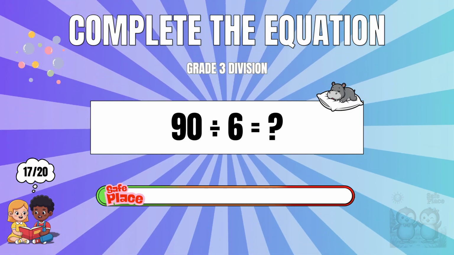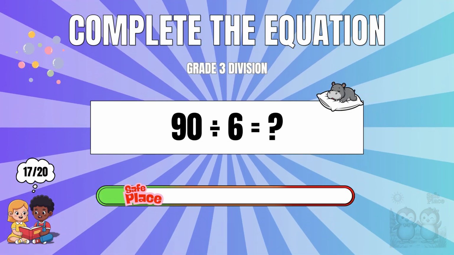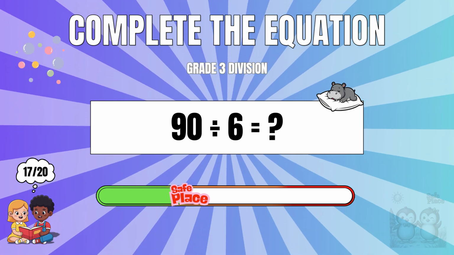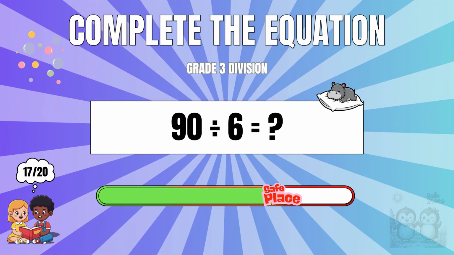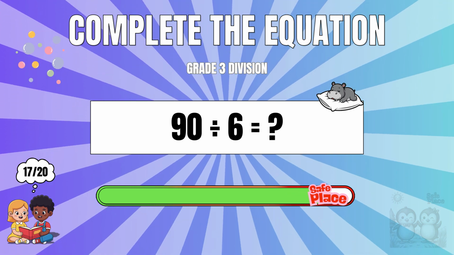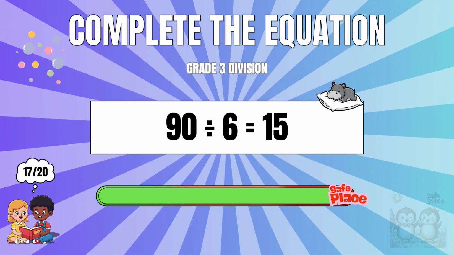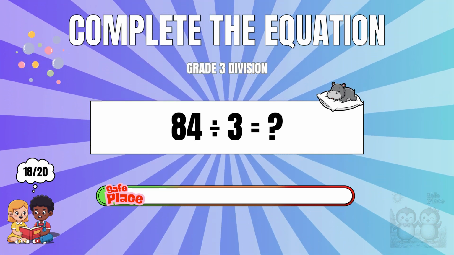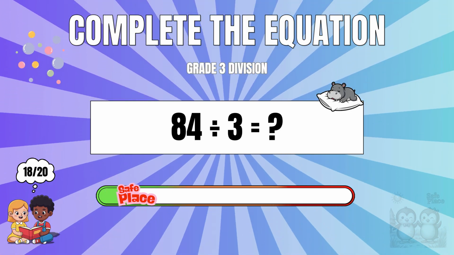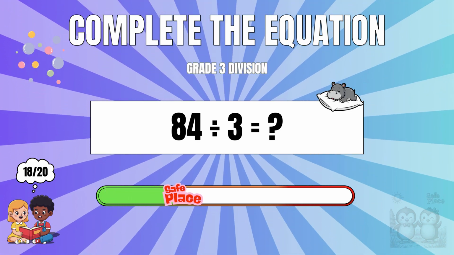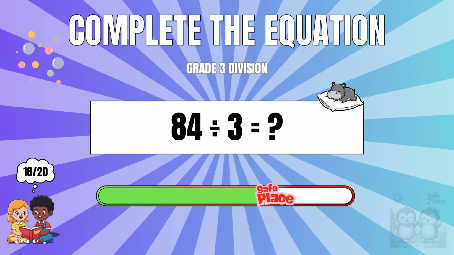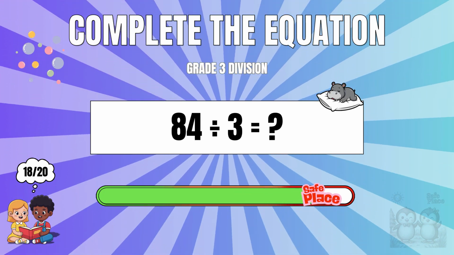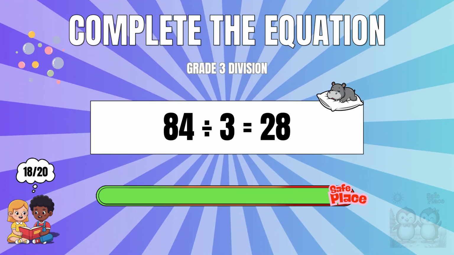Can you solve 90 divided by 6? Three, 2, 1. That's right. It's 15. What is 84 divided by 3? Three, 2, 1. That makes 28.